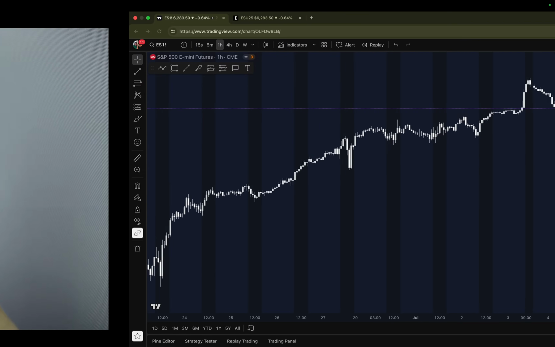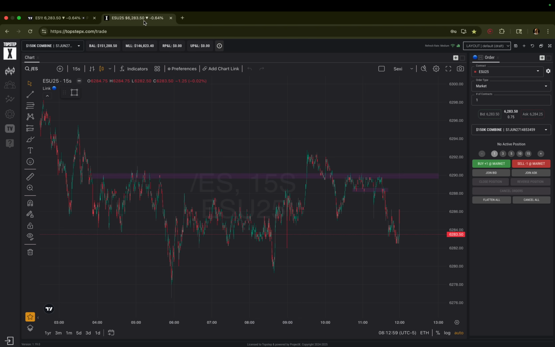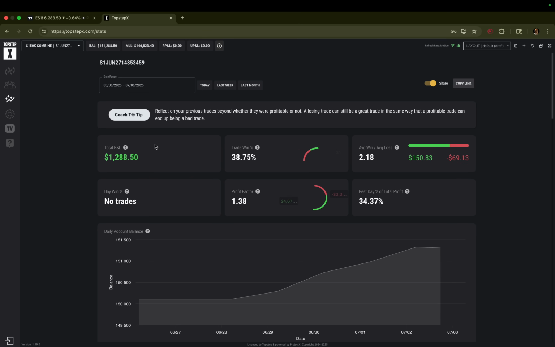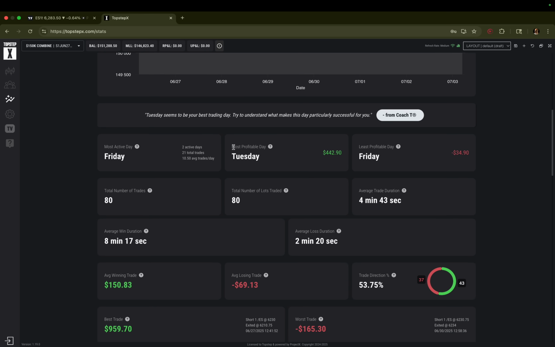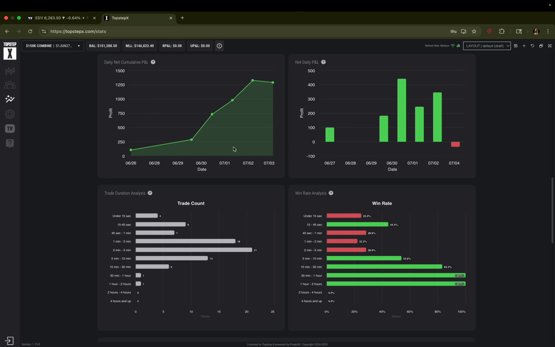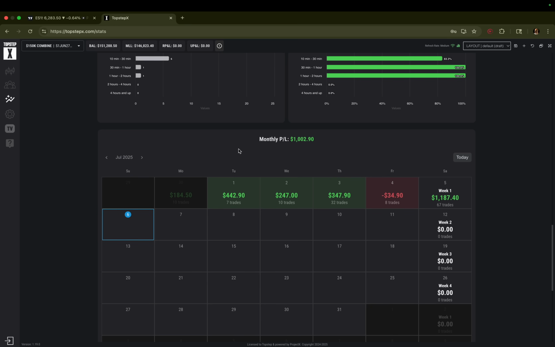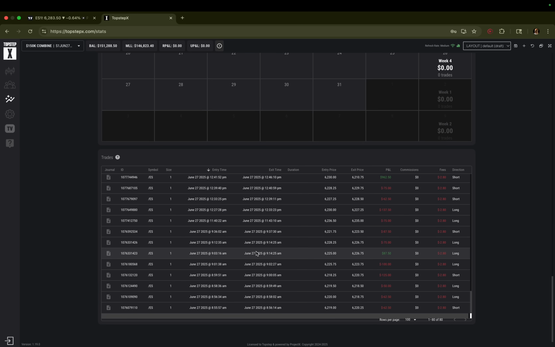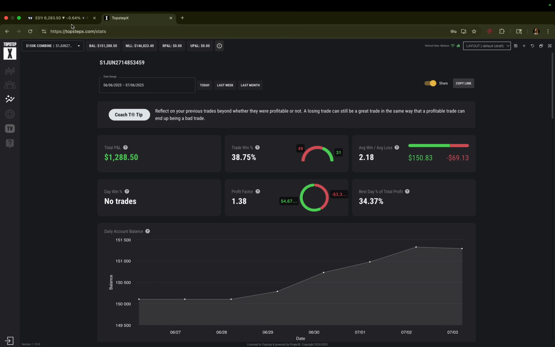As a matter of fact, for this first week trading futures on Top Step, you can see all my stats right here. I'm going to put a link in the description where you can see this entire page. I'll put it in the pinned comments as well. You can see all my stats from trading futures so far. In this video, I'm going to show you every single thing I do, exactly how I trade futures.